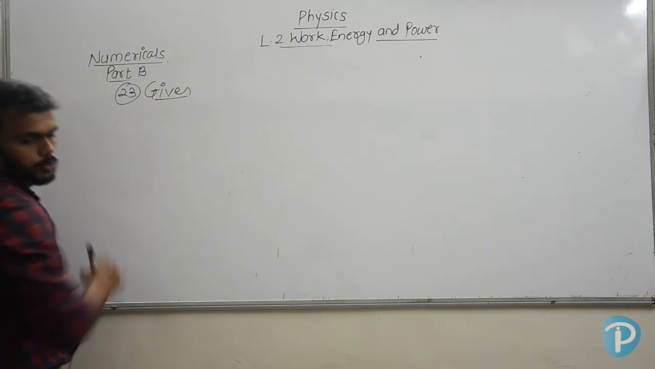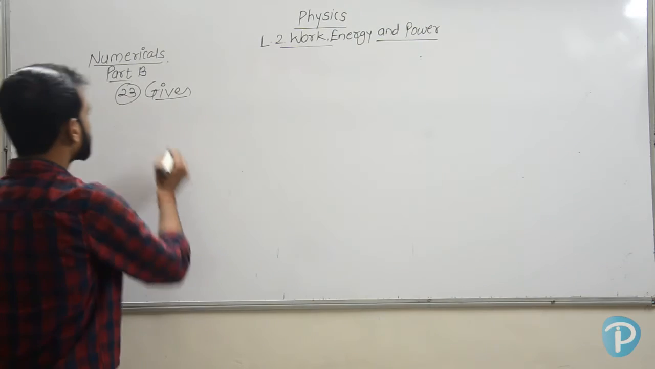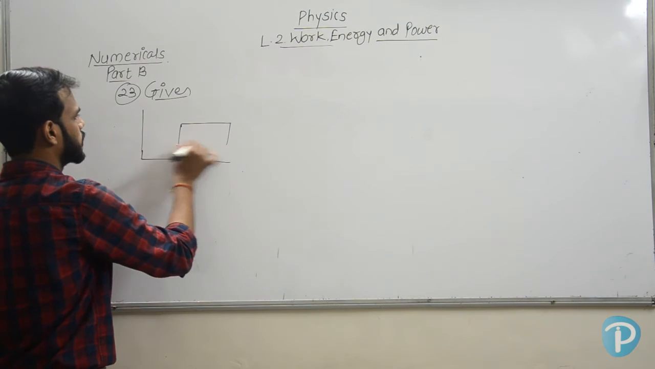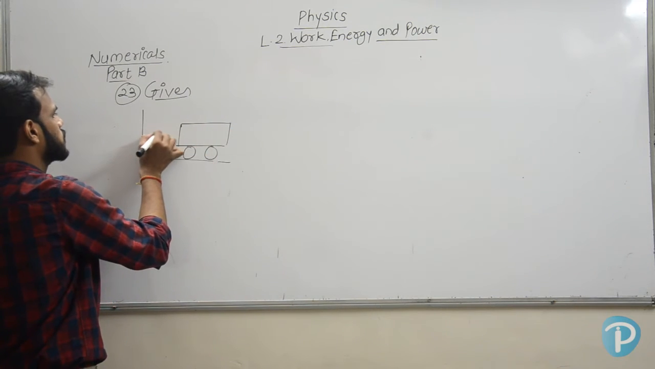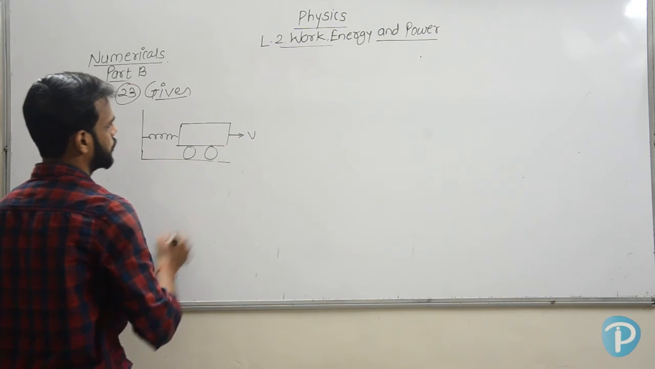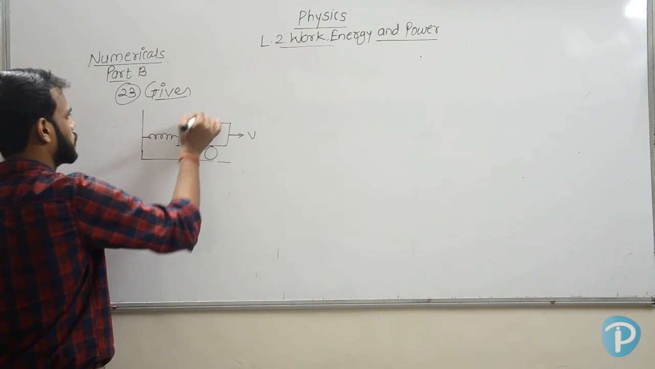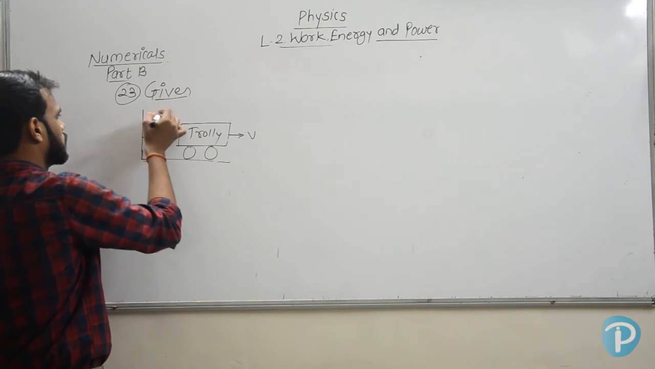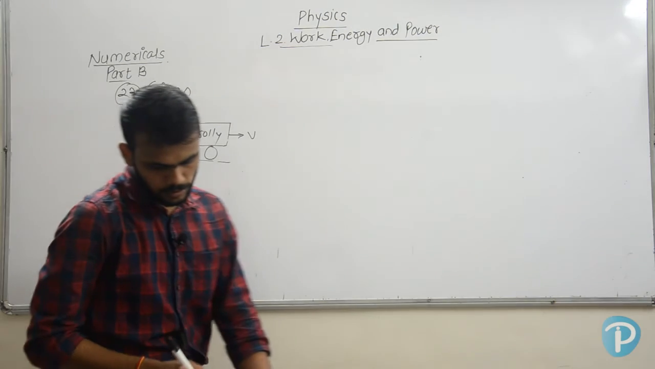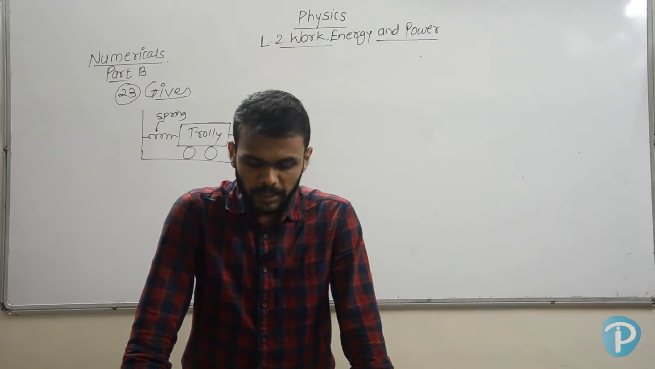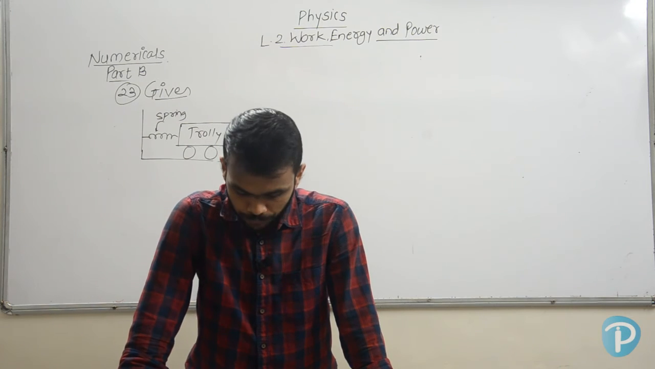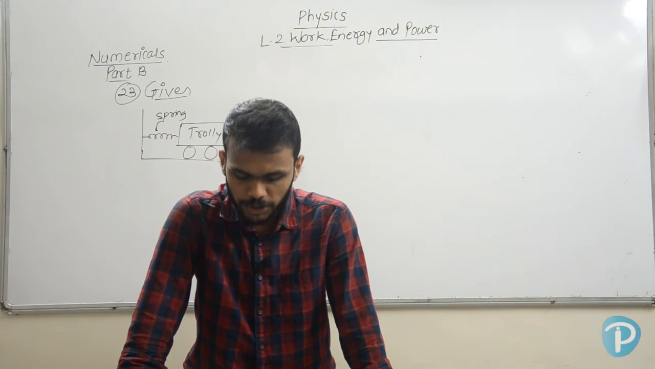They have given one diagram, so I am drawing that diagram first. One trolley is there which is loaded with the spring, which is having velocity v. Okay, so this is a trolley and this is a spring, right? So what they have given, a spring is kept compressed by a small trolley of mass 0.5 kg lying on a smooth horizontal surface as shown in the figure.